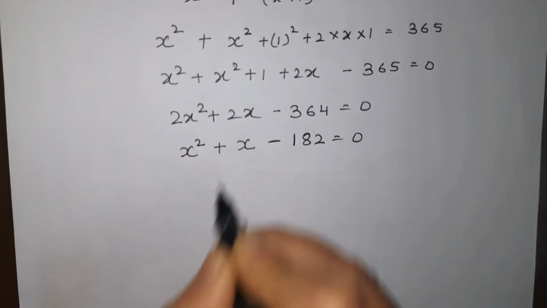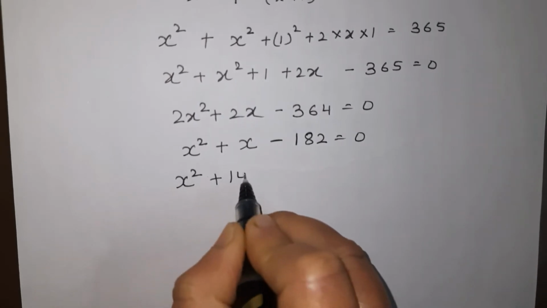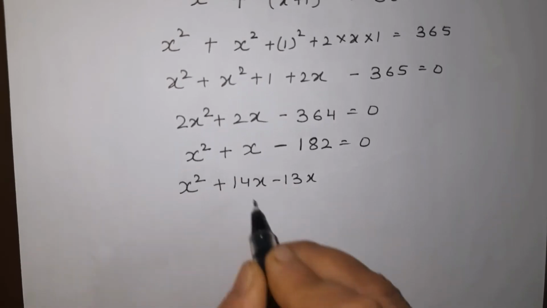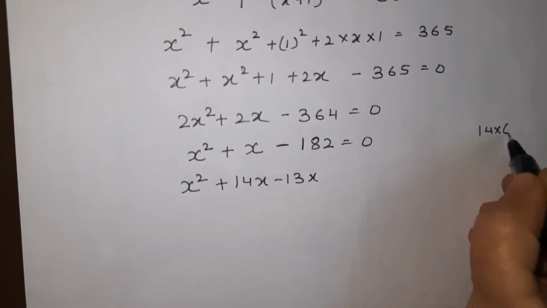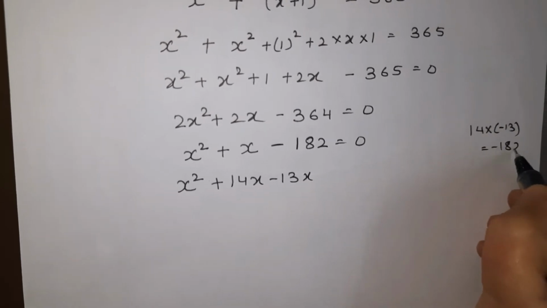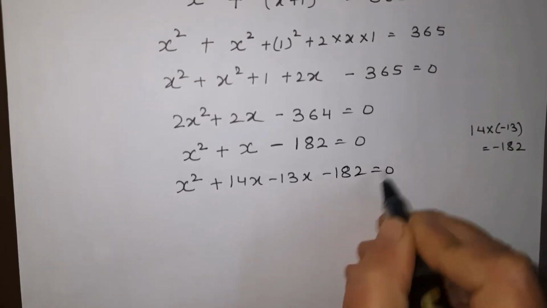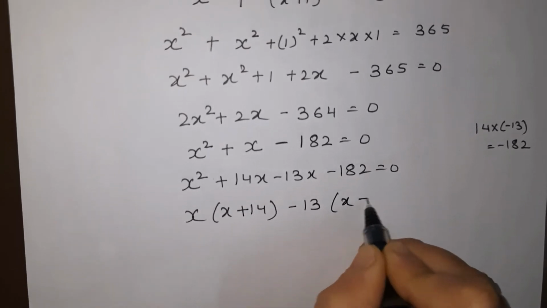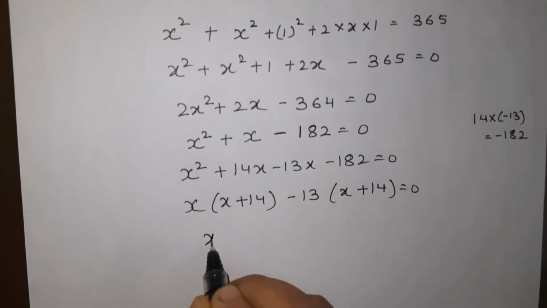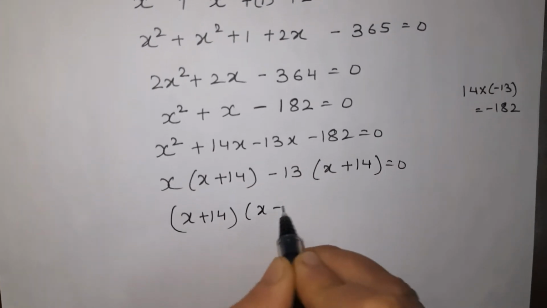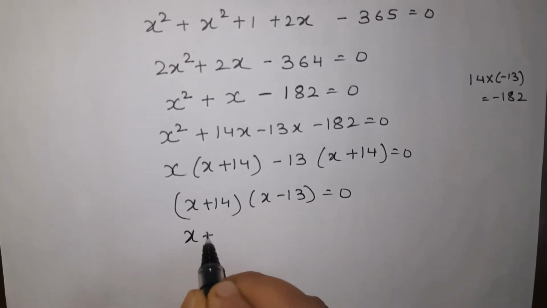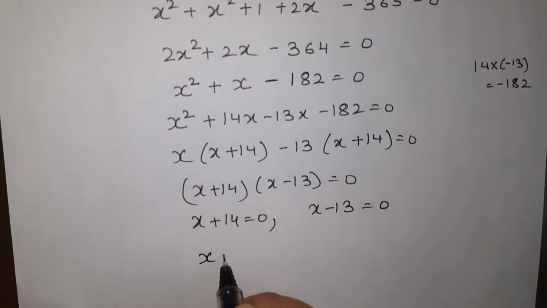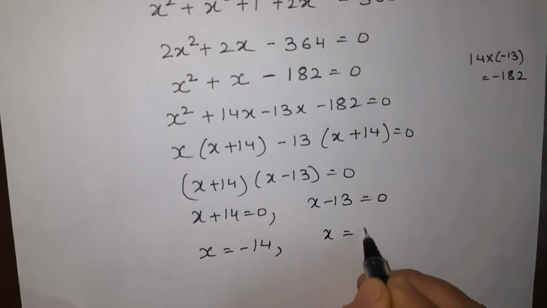Now we have to split this middle term to solve this. It will be 14x minus 13x. 14 minus 13 is 1, we need 1 here, and 14 multiplied by minus 13 is minus 182. So it will be like this. So we can take x common, x plus 14. If we take minus 13 common, x plus 14. So x plus 14 and x minus 13. So we will get x plus 14 equals to 0, x minus 13 is equal to 0. From here x will be minus 14 and x is equal to 13.